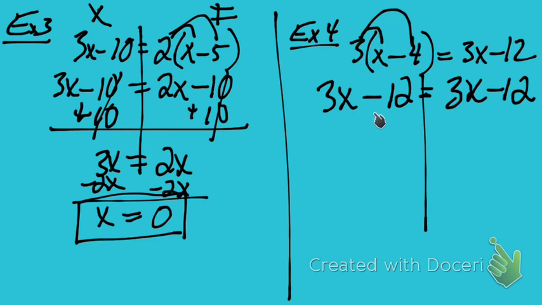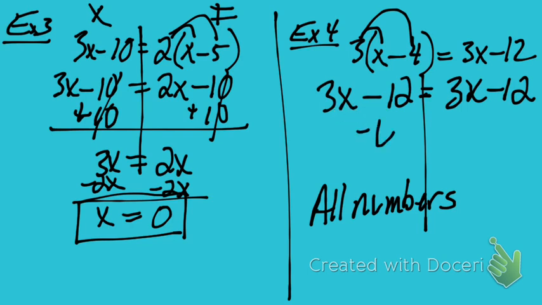If you have the same exact thing on both sides, you just stop right there and you say, I know what the answer is. It's all numbers. Okay? Because anything will work. If you think of a number and use it for your x value, so plug in 2. So 3 times 2 is 6 minus 12. Well, that's negative 6. And then plug it in over here. 3 times 2 is 6 minus 12 is negative 6. It's always going to give you the same thing every time because it's the same exact thing on both sides. It's going to give you all numbers.